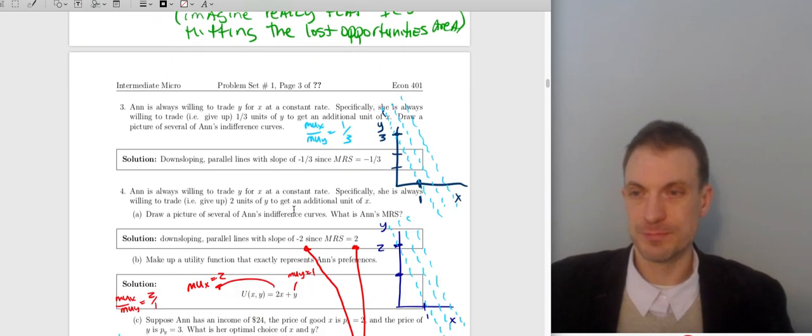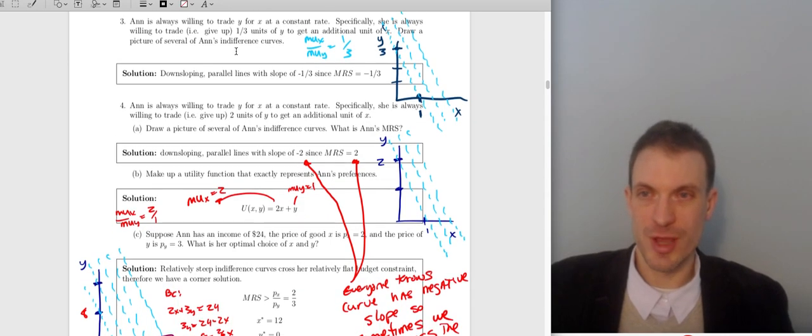All right, so Anne is always willing to trade Y for X at a constant rate. Specifically, she is always willing to give up 1/3 unit of Y to get an additional unit of X. Draw a picture of Anne's indifference curves.